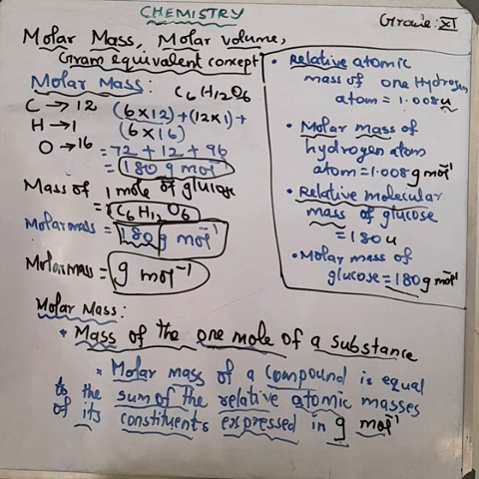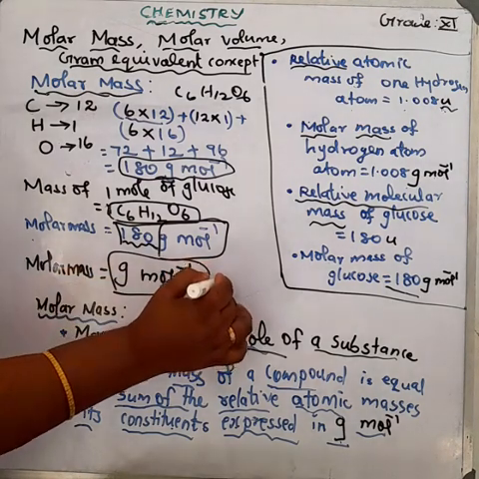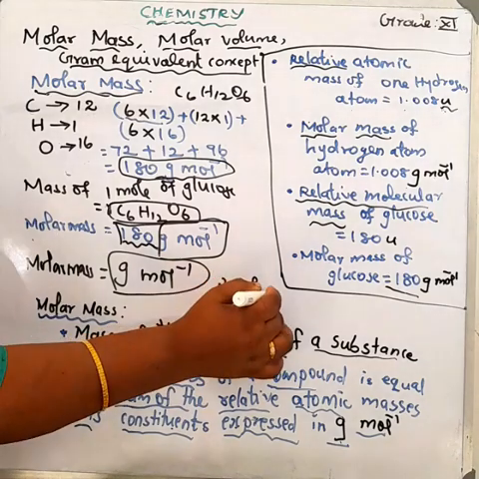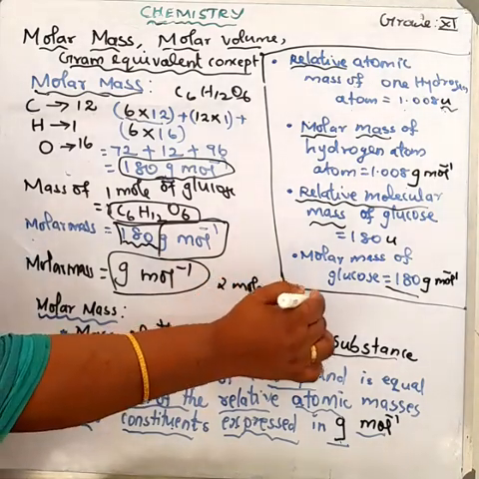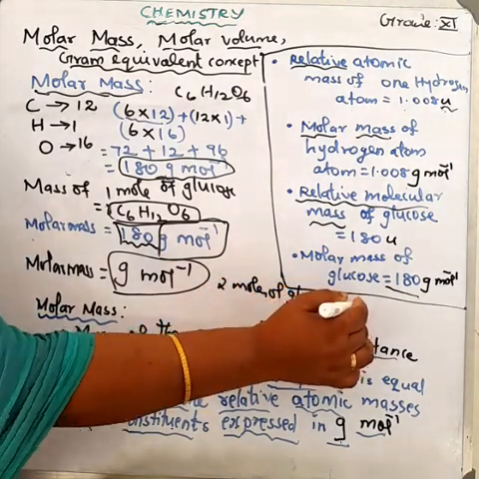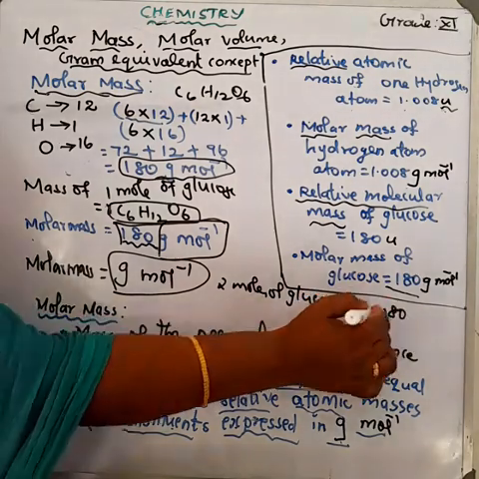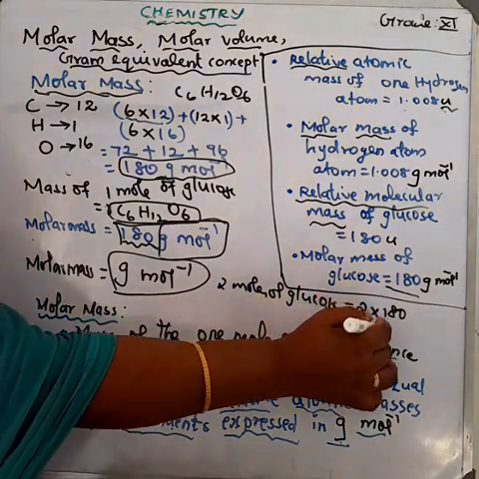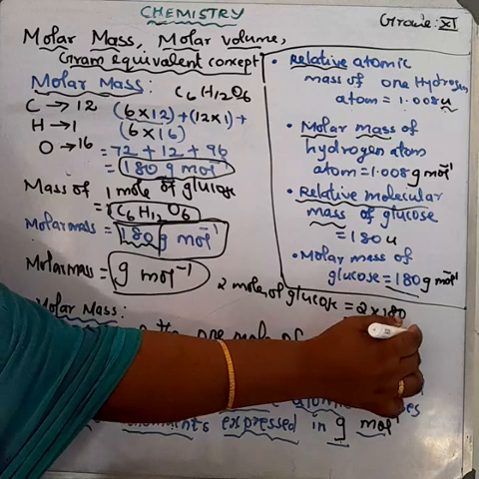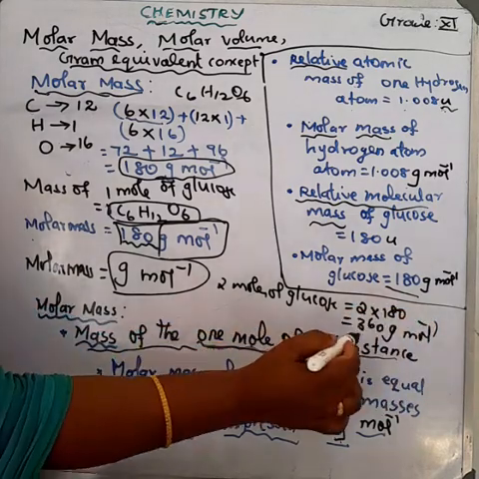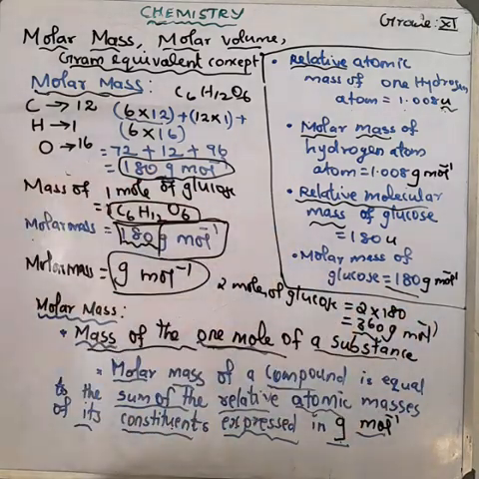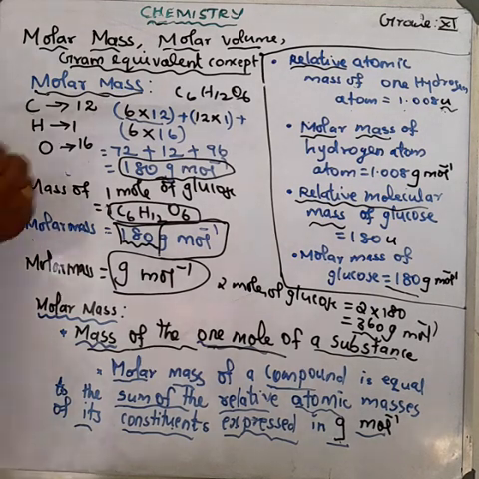Suppose we have 2 moles of glucose. The mass of 2 moles of glucose is 2 into 180, which gives 360 grams. Understood? These are about the molar mass.